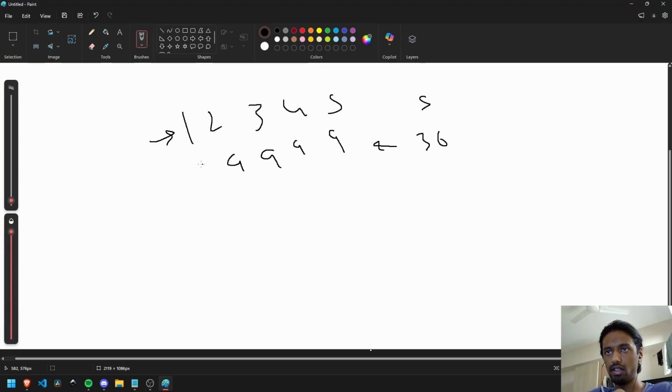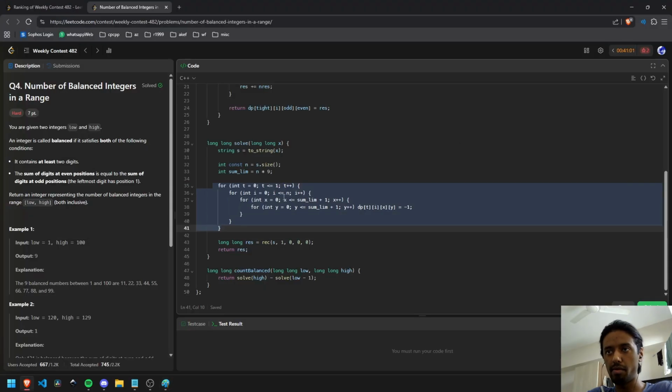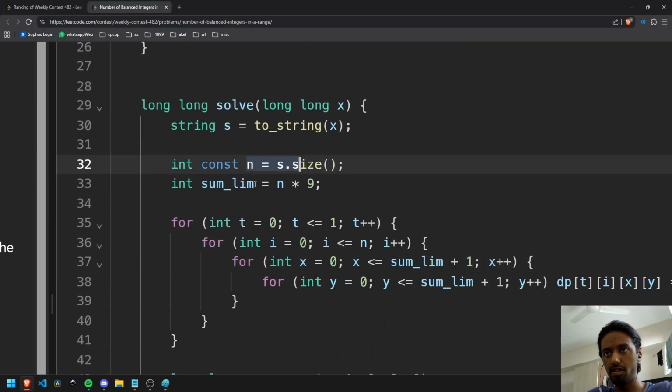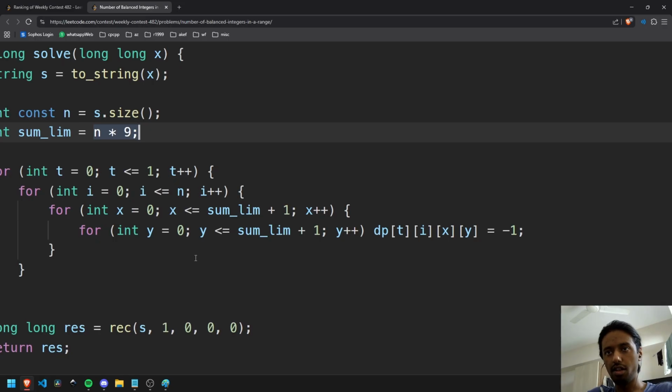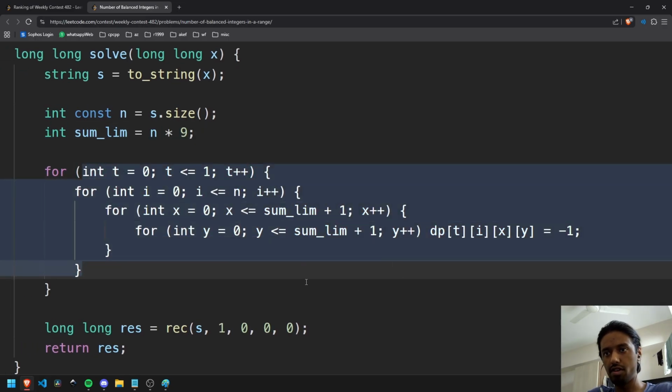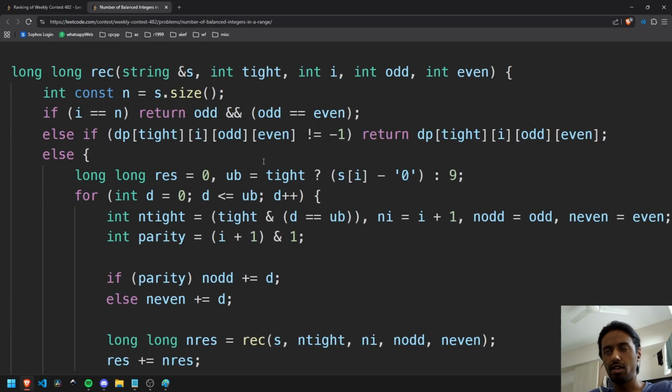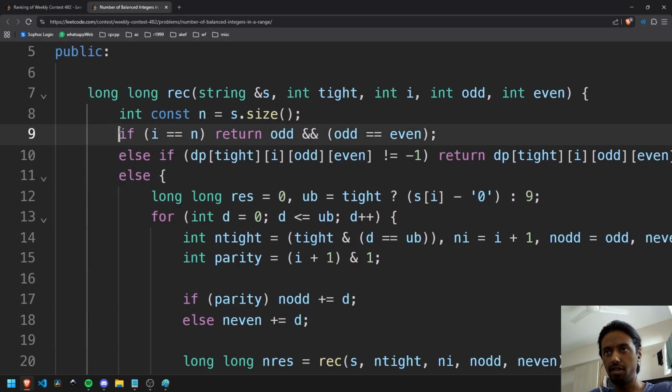For this case, the largest 5-digit number would be 5 9s, and the sum here is 45. So for the sum upper bound, I just took the number of digits times 9 for the sum limit. You reset the matrix to -1 for the memoization, and then you just call that DP. At the end, we only return 1 if there have been some numbers placed.